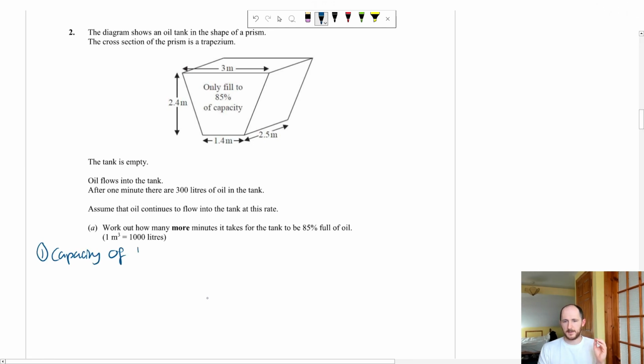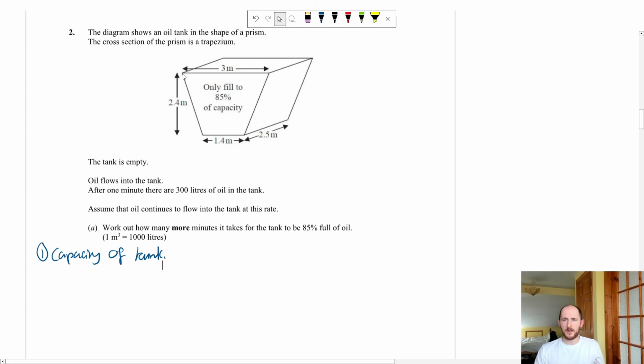of the tank, which is effectively the volume. We're going to work out the volume, and it says here 1 cubic metre is 1,000 litres. So then I'm going to turn it into a capacity by timesing by 1,000.